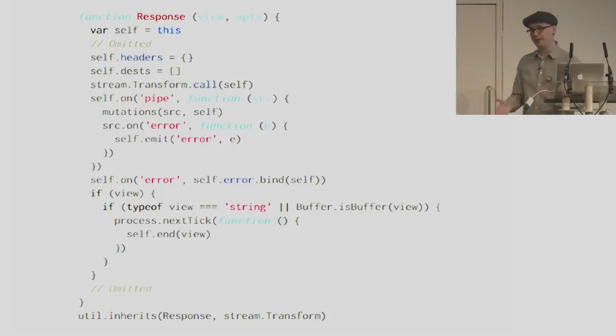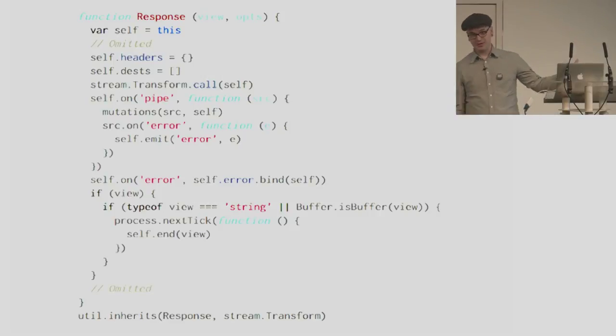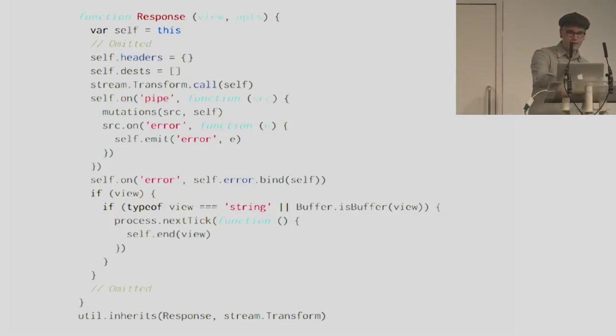We listen for the pipe event, and then when we get a pipe event, we say, oh, okay, do all of the standard mutations that you want to do from the source to this object. I'll go into that function in a minute.